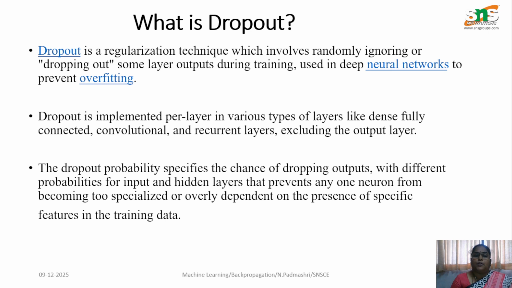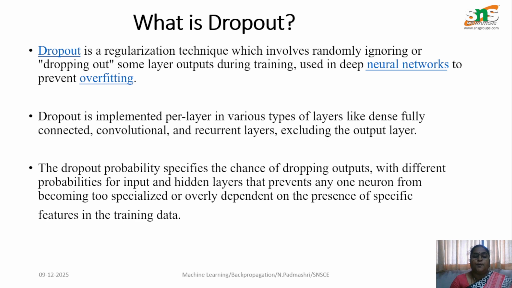So what is dropout? It is a regularization technique which randomly ignores or drops out some nodes during the training process, mainly used in deep neural networks in order to prevent high bias and low variance, which means overfitting. It is implemented per layer in various types of layers present in the network, such as fully connected layers, convolutional neural networks and also recurrent layers. Except the output layer, in all these layers we can implement the concept of dropout.